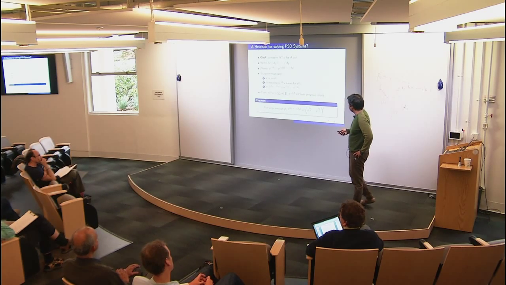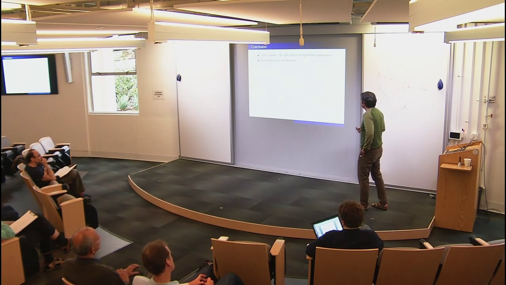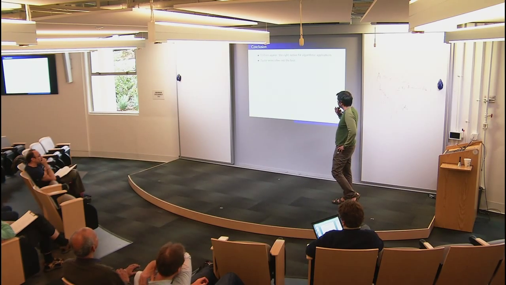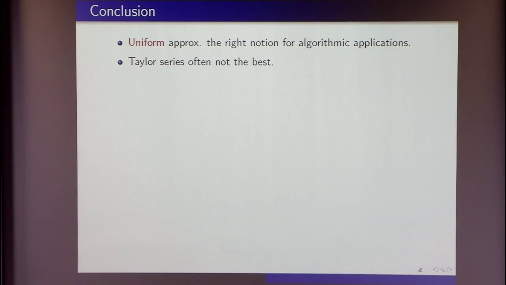Okay, so that's all I have to say about all this stuff. Let me conclude by just reminding you what happened. We looked at this uniform or Chebyshev notion of approximation. This turns out to be the right notion for algorithmic applications to design spectral or numerical algorithms that are currently in the middle of revolutionizing fast algorithms. And one take home is that Taylor series is often not the best. In case you encounter a matrix functional like the logarithm or something like that, this is not the best thing that you should do.